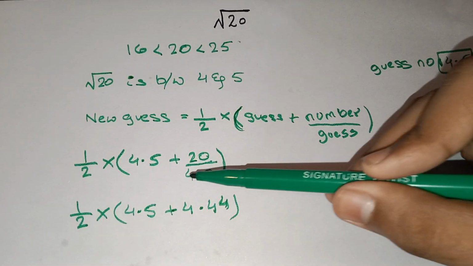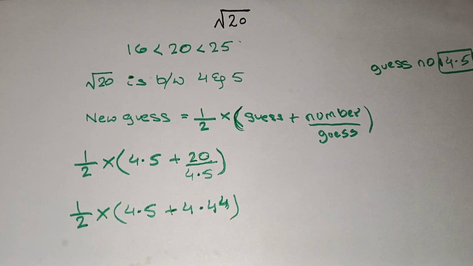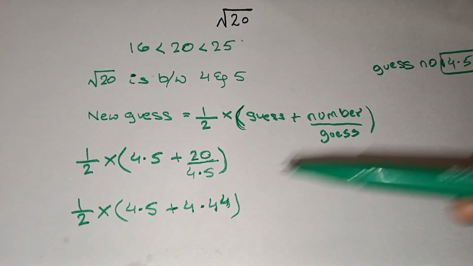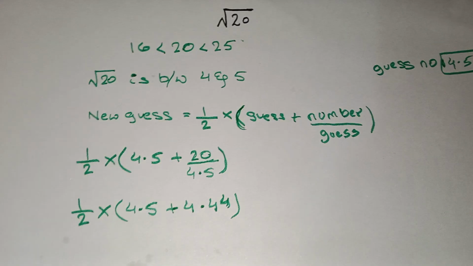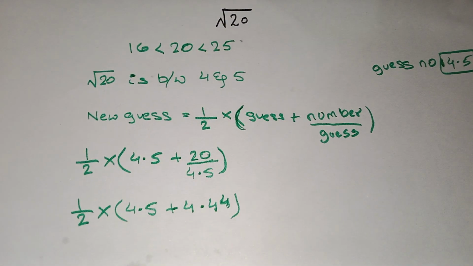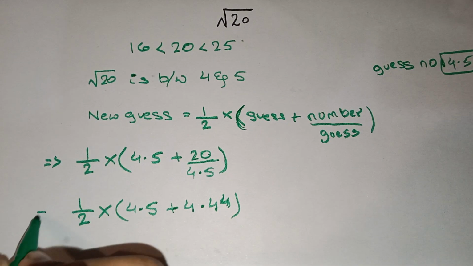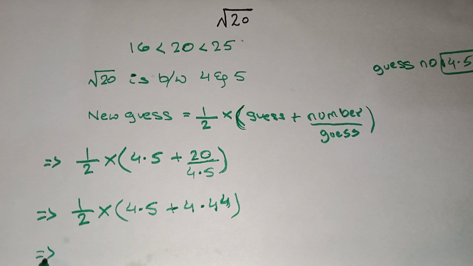Okay, 4 4 is 16. 20 minus 16 is 4. Then after the decimal, 4 will be written as it is, or if you want, to the first decimal place. I have written to the second decimal place. Okay, now what we will do, I am expanding and simplifying each of these steps.